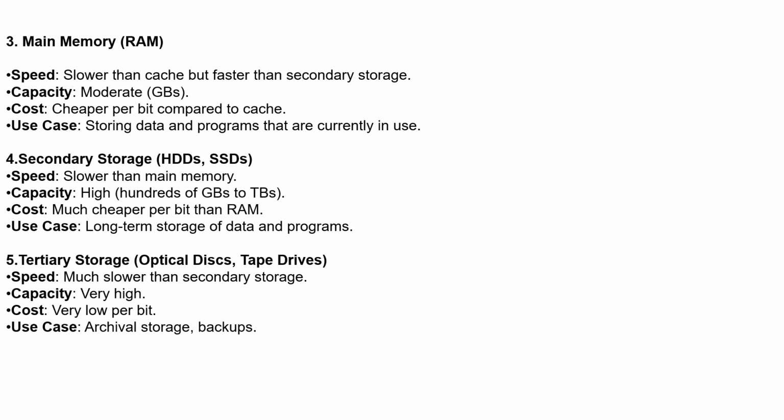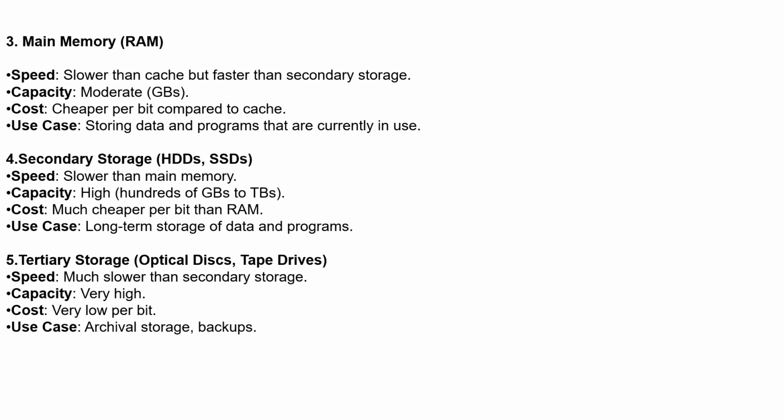The secondary storage, HDDs and SSDs. The speed is slower than the main memory. The capacity is high. The cost is much cheaper than RAM per byte. The use case is long-term storage of data and programs.